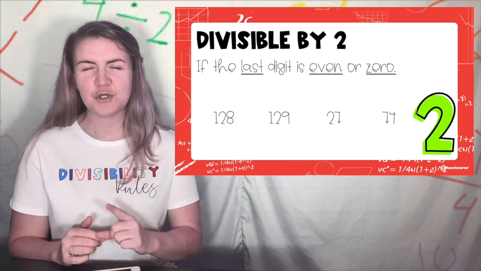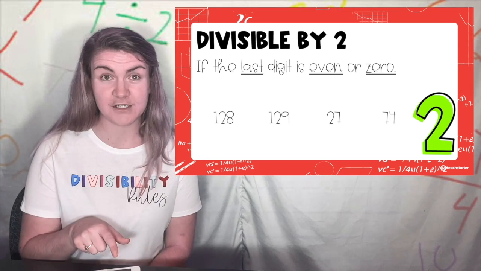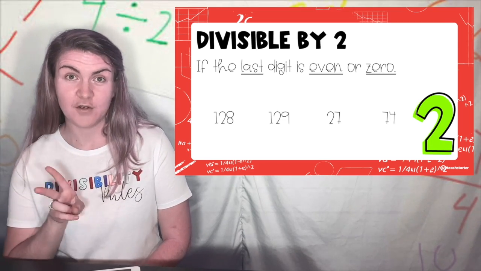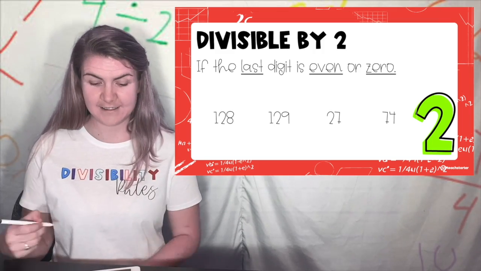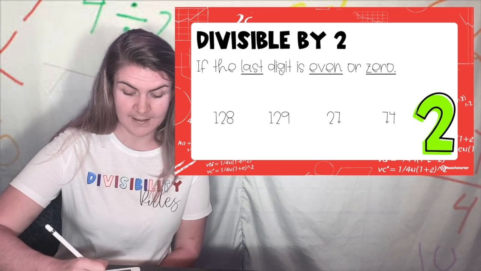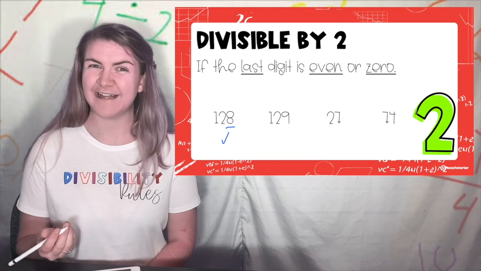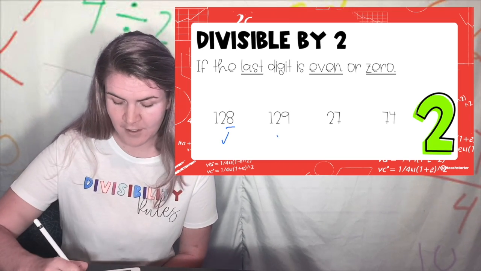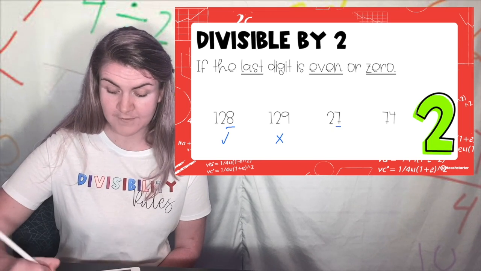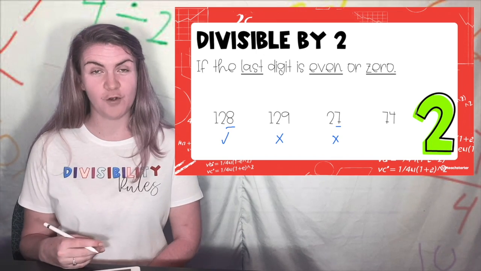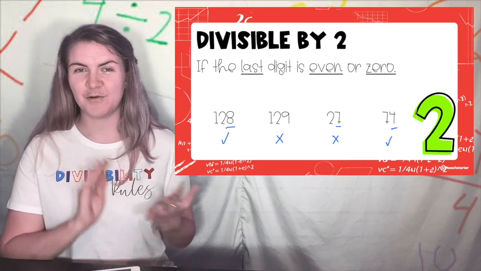Divisible by 2. You may already know this one. Basically, a number is divisible by 2 if it's even, which is if the last digit is even or 0. Remember, our even numbers are 0, 2, 4, 6, and 8. Let's test these numbers. 128, that ends in 8, even. It's divisible by 2. 129, that ends in a 9, not an even number, not divisible by 2. 27, ends in a 7, not divisible by 2. 74, ends in a 4, that is divisible. So is the last digit 0 or an even number?